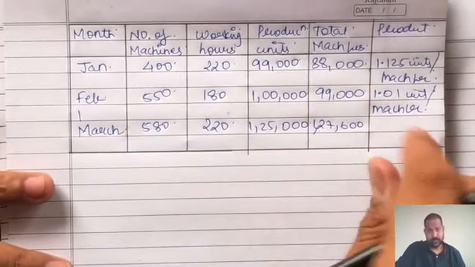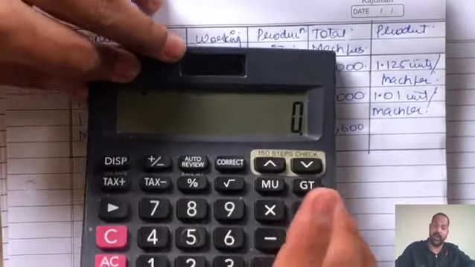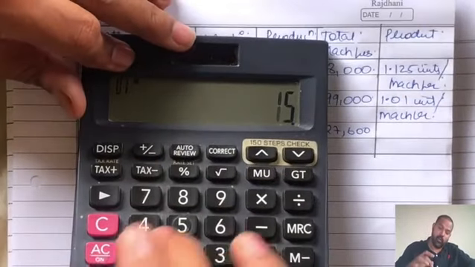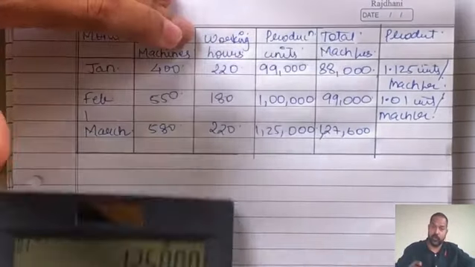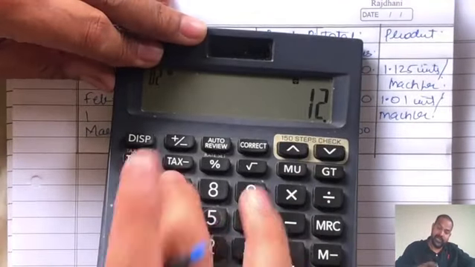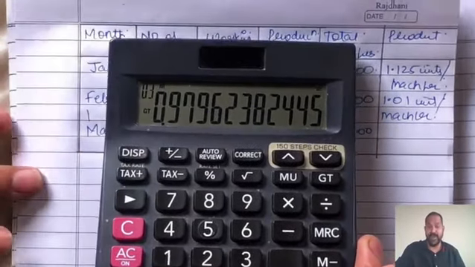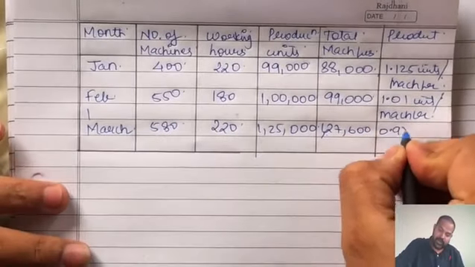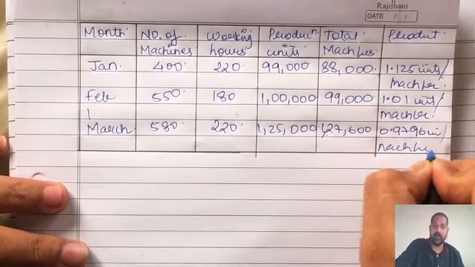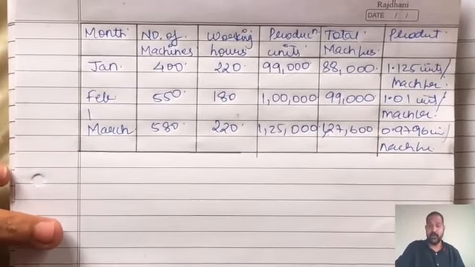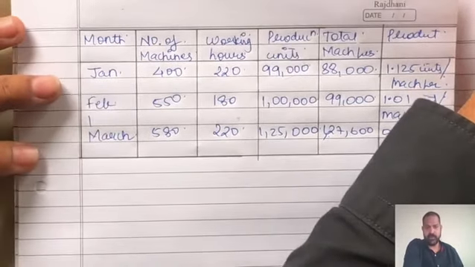And lastly, in the month of March, 1,25,000 units for an input of 1,27,600 hours is 0.9796. So 0.9796 units per machine hour. Excuse my handwriting, please. Very little place to write anyway. So this is my answer. What was your question? That was my question.